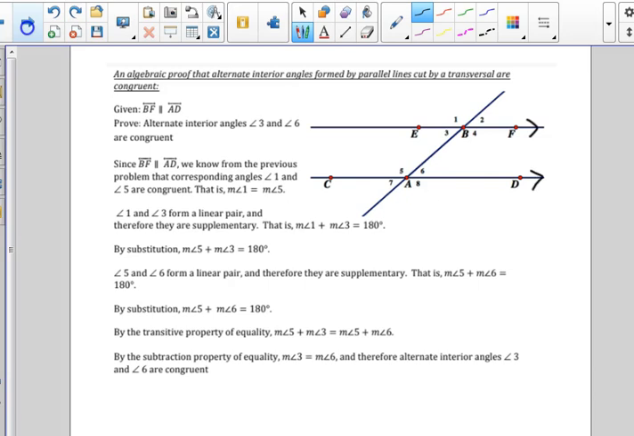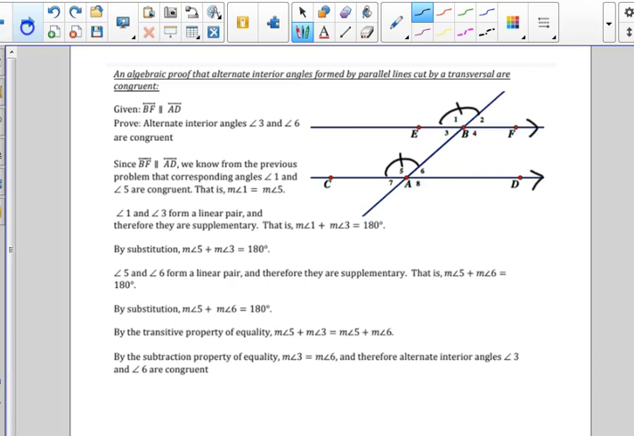So in paragraph form, since we know that line BF is parallel to line AD, I've marked them parallel. We mark parallelism by putting arrows on the lines. We know then that angle 1 and angle 5 are congruent. Now, how do we know that? From our previous lesson, where we saw that corresponding angles are always congruent.